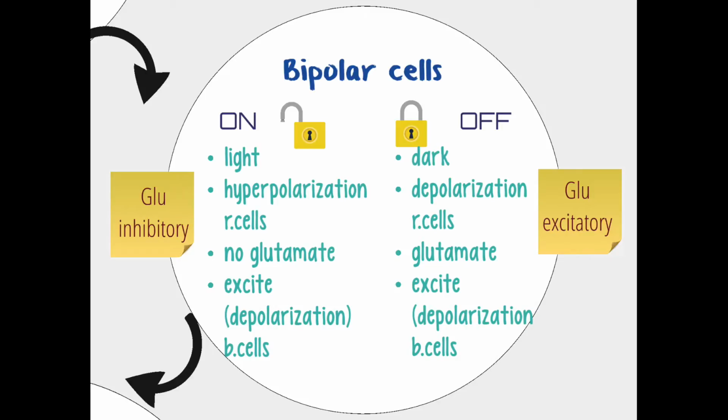The off bipolar cells will only respond in the dark, when there is an absence of light. The rod is turned on. The membrane will depolarize, and then there will be release of glutamate. It will activate the glutamate excitatory response.